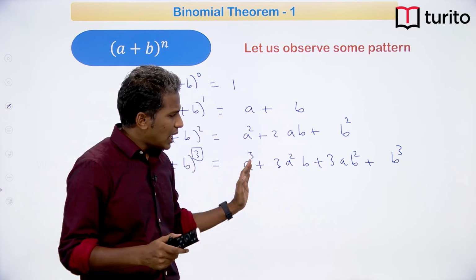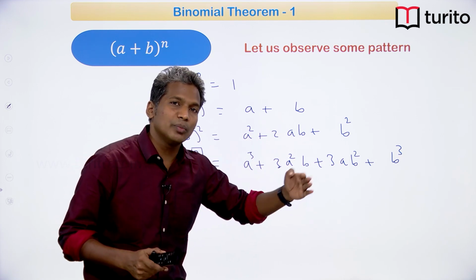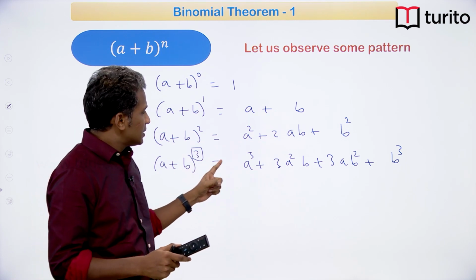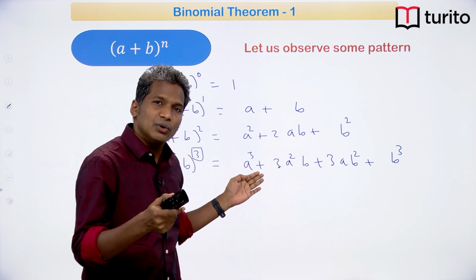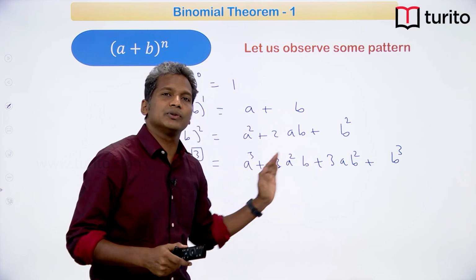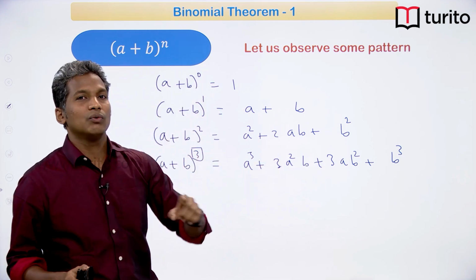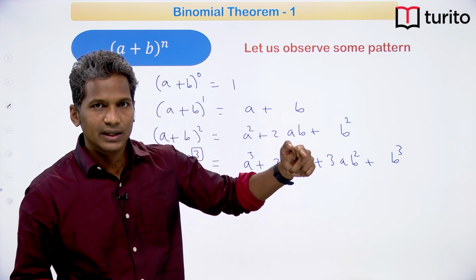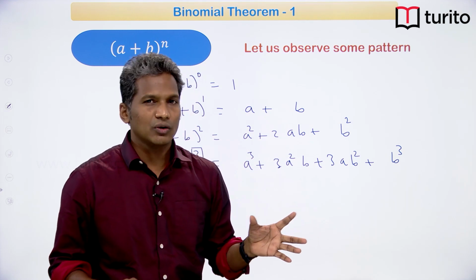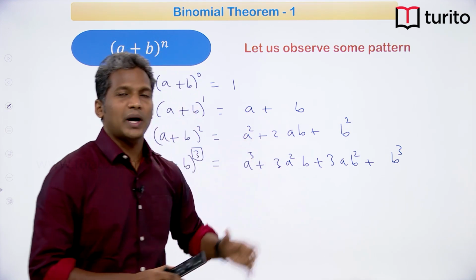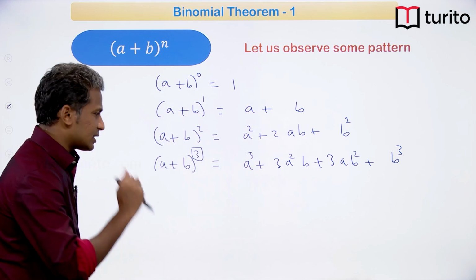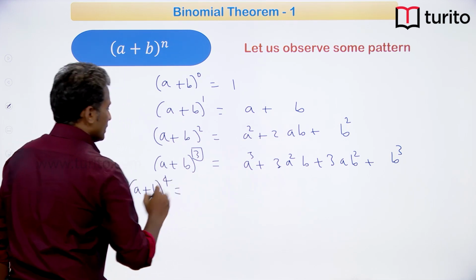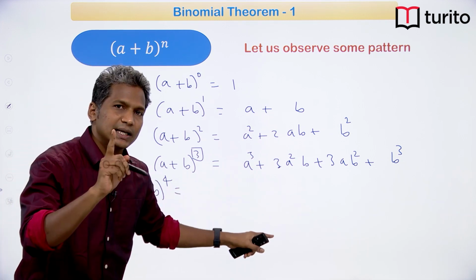Second observation, if you observe the powers, the first term has the highest power as 3, and in every term the power goes down by 1 unit. And if you check the second term, which is b, in the first term it has the power 0, and every time when we go from left to right, the power is increased by 1 unit. So for a, power is decreasing, for b, power is increasing, and that decrement and increment is always 1 unit. That is another pattern.